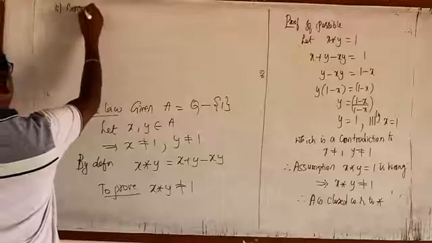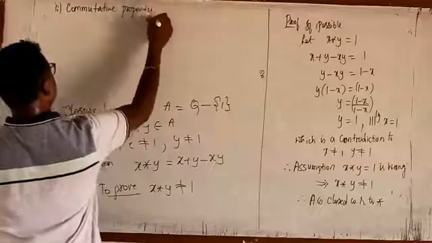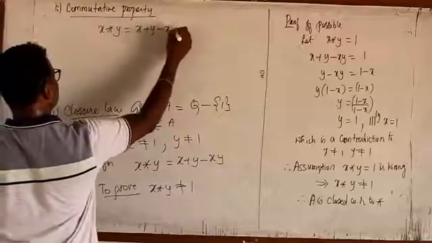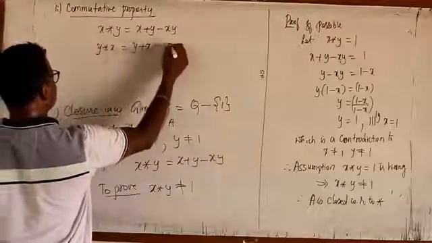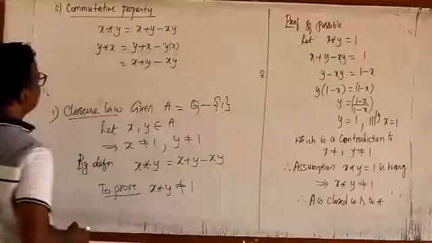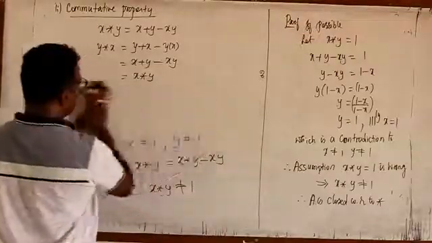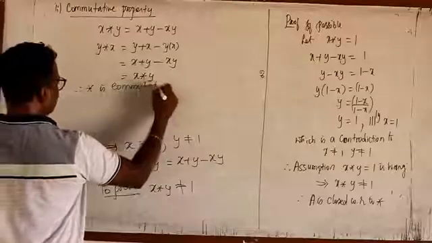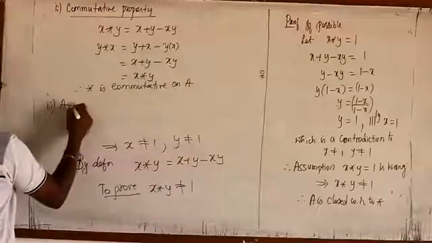Second one, commutative property. x star y, by definition, is x plus y minus xy. Then y star x will be y plus x minus y into x. We can write this as x plus y because addition is commutative, and write yx as xy because multiplication is commutative. This is x star y. So y star x equal to x star y. Therefore, star is commutative on A.